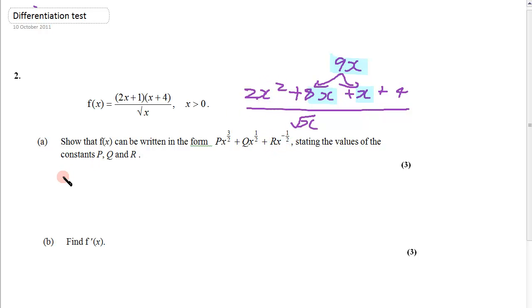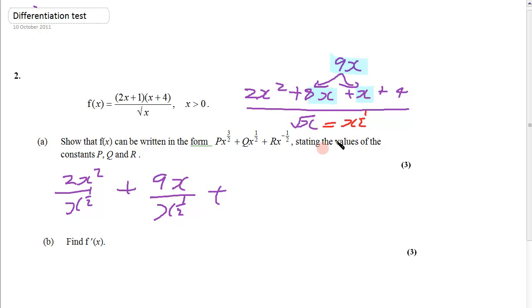So we're going to do 2x squared divided by root x, which is the same as 2x squared over x to the half. We've got 9x here, all over x to the half, plus, and we've got the 4 on the end, over x to the half.